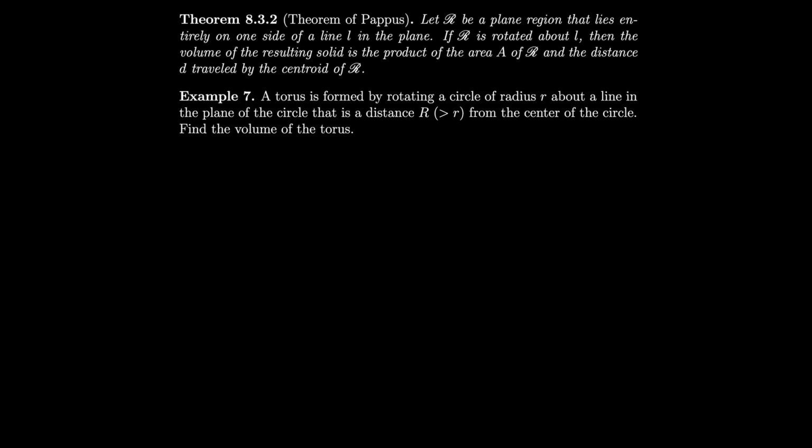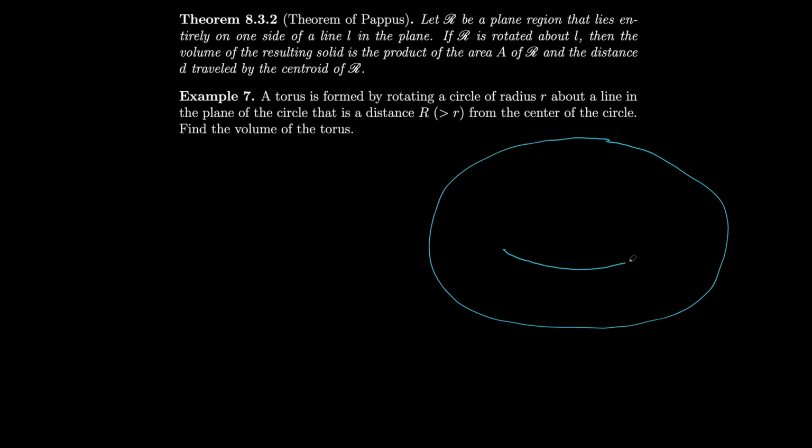Let's say we take a torus and we form it by rotating a circle of radius r about a line L in the plane of the circle that is a distance big R from the center of the circle. Let's find the volume of the torus. Okay, so now you're really gonna cringe when you see this drawing. So here's my donut shape, my torus. It's supposed to look like a donut. It's nice and three-dimensional, maybe.